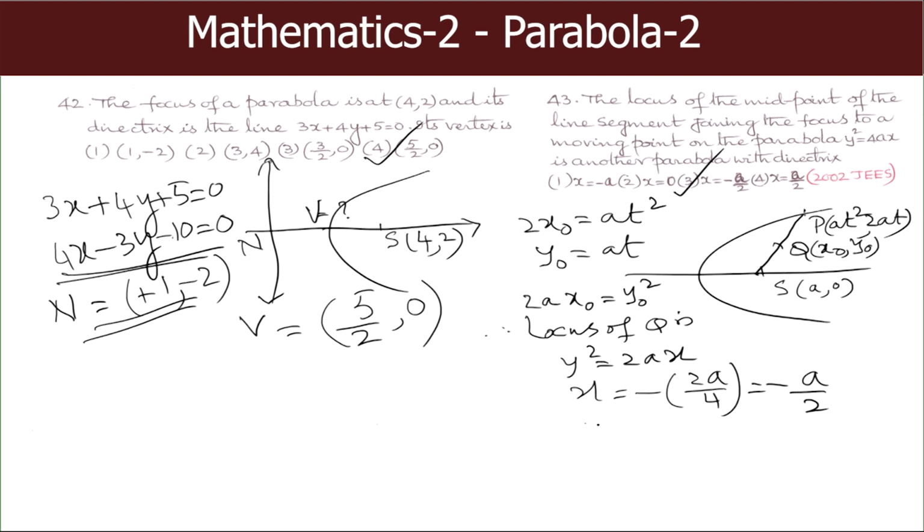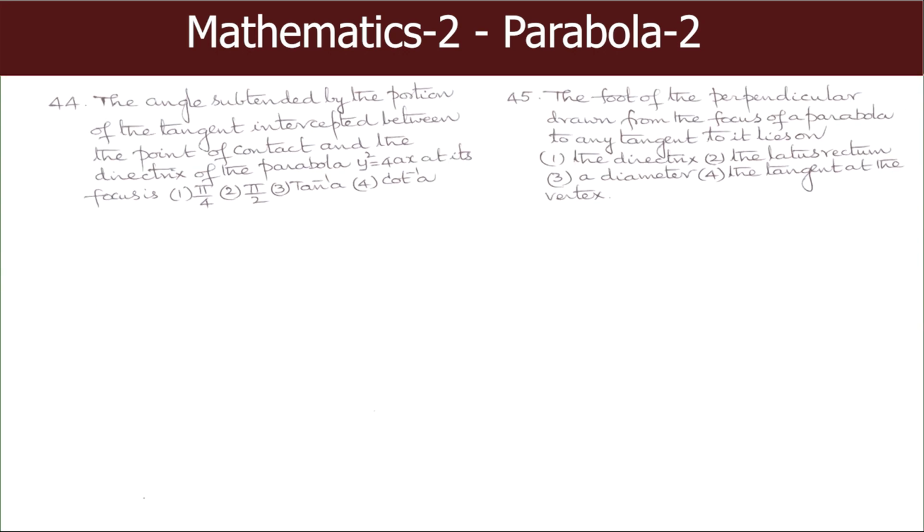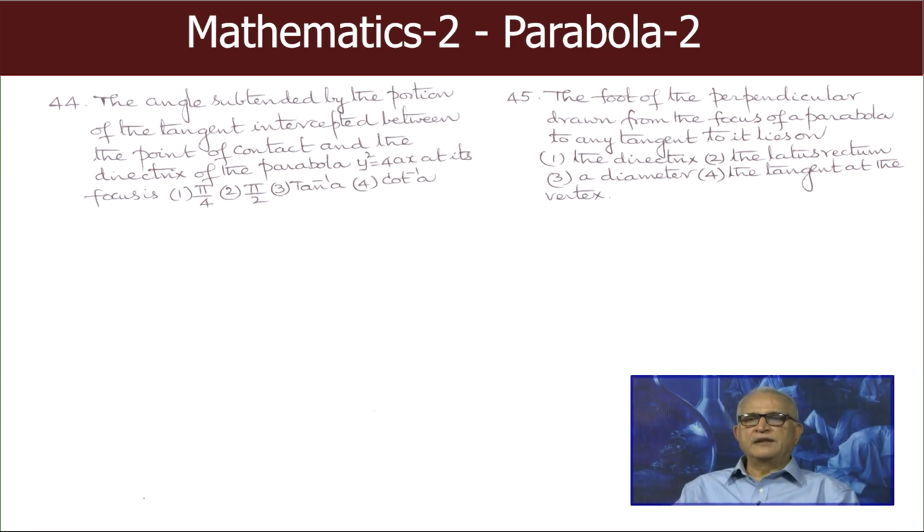Locus: parabola y square equal to ax. Follow? Then question number 44. The angle subtended by the portion of the tangent intercepted between the point of contact and the directrix of the parabola y square equal to 4ax at its focus is.